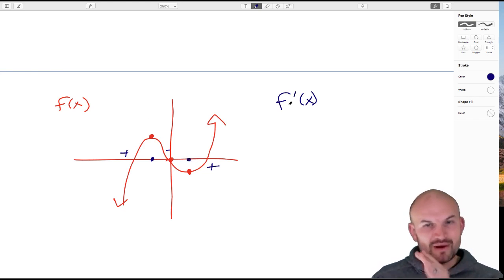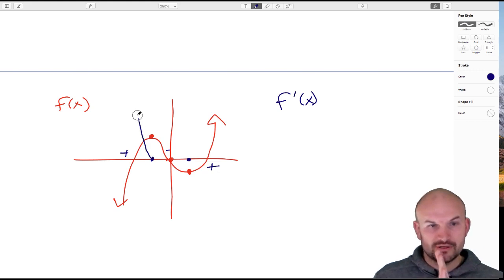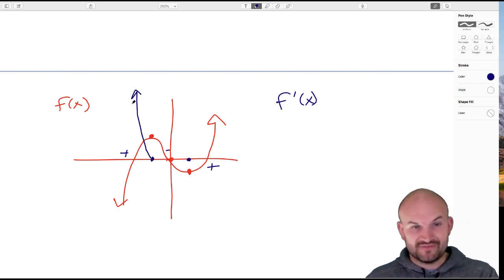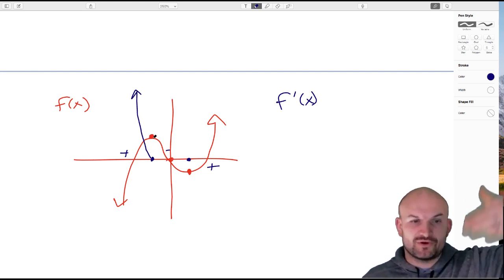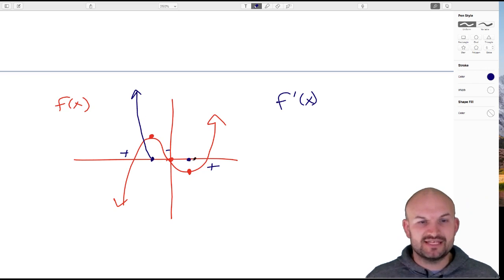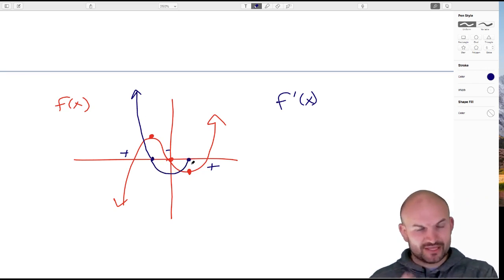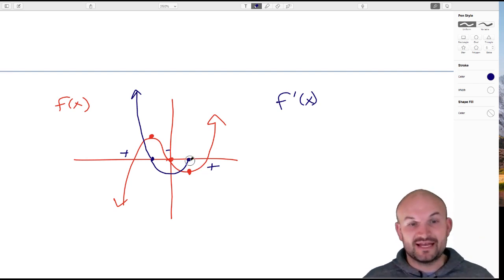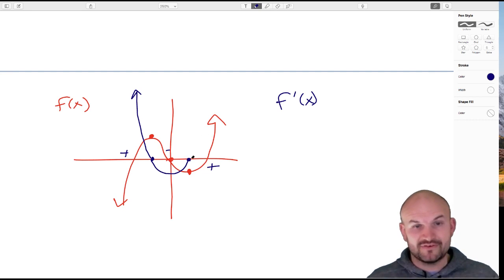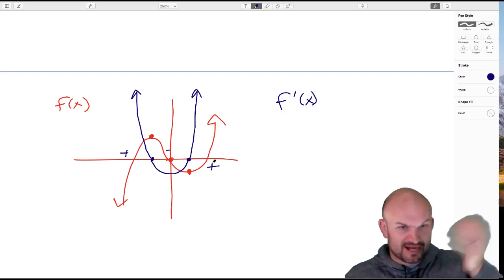So f prime of x represents the slopes. At this point over here, the slope was positive. That's why f prime of x is in the positive version of the graph. Between this point and this point, we have a negative slope, so the graph is going to be in the negative version. And for any point to the right, again, there's a positive slope on that red graph, so my blue graph, my f prime of x, is also going to be on the positive side.